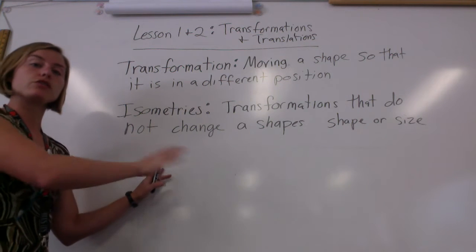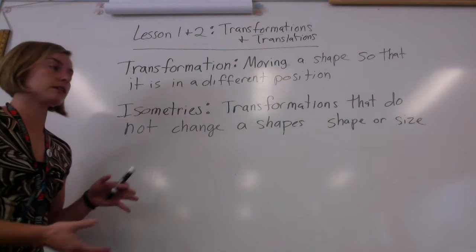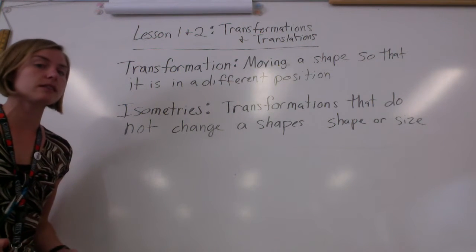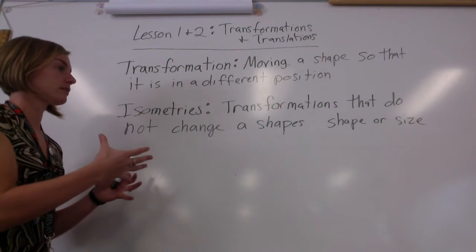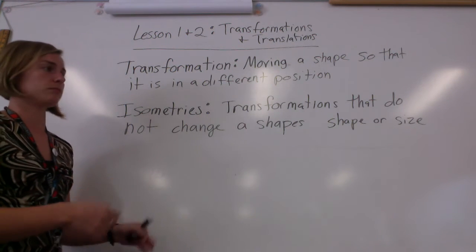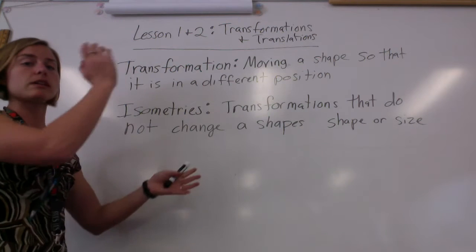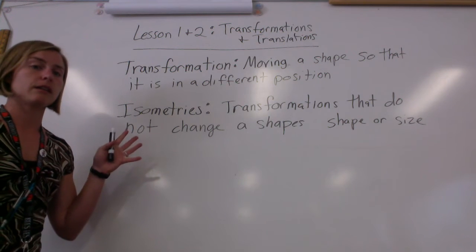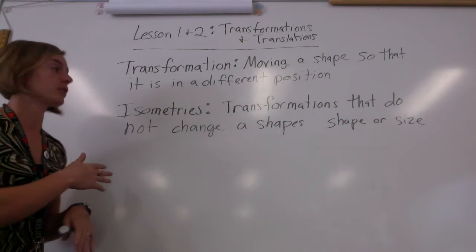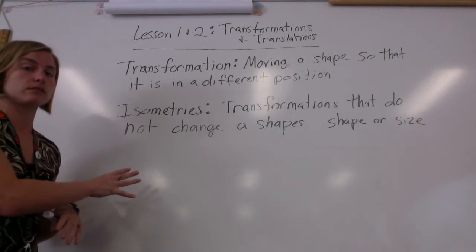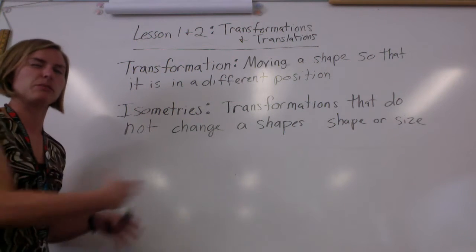So when I move a shape, it stays the same. The side lengths stay the same, the angles stay the same, all that stuff, it's the same shape. We just put it somewhere else, or we maybe rotated it, or maybe we reflected it. Okay, those are the 3 that we actually will be learning about, and those are isometries, because we're not really changing the shape, we're just kind of moving where it is.